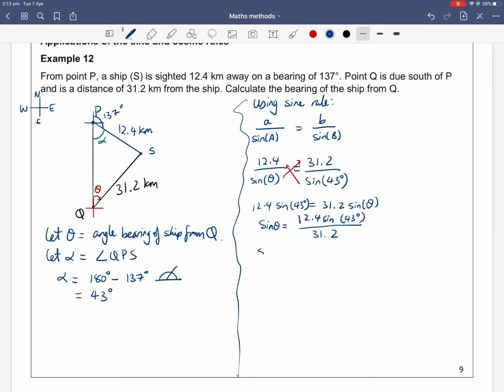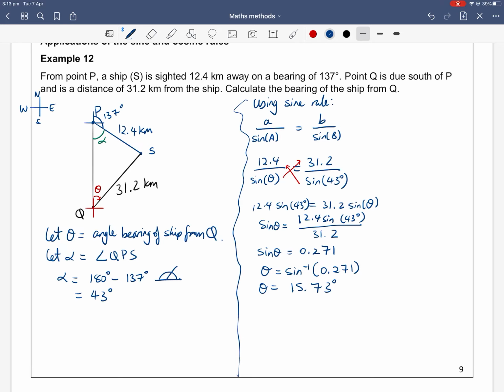Make sure you write the degree symbol. Units are very important. Divided by 31.2. Using a calculator, that gets us approximately 0.271. The opposite of sine is sine inverse, so sine inverse of 0.271 gives us approximately 15.73 degrees. Make sure your calculator is on degrees, because the question gave us the angle in degrees, not radians. Otherwise you'll get some really weird small answer, and that's not what we want.